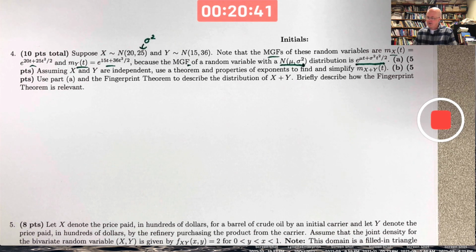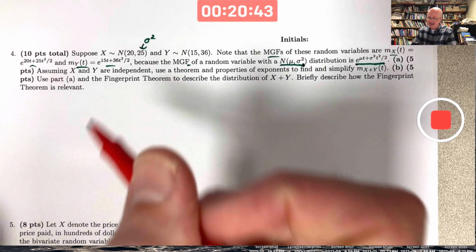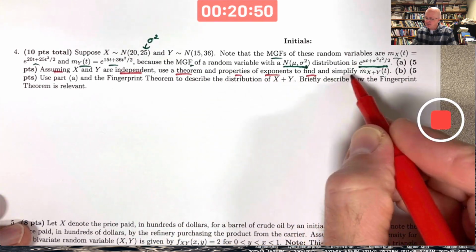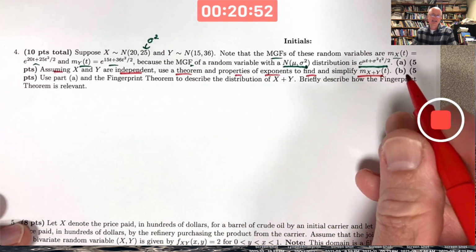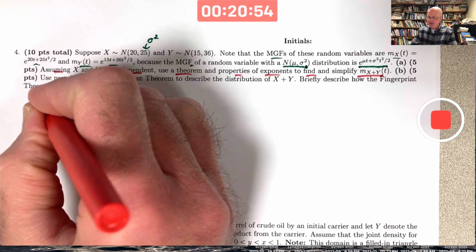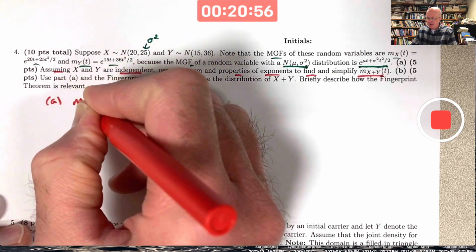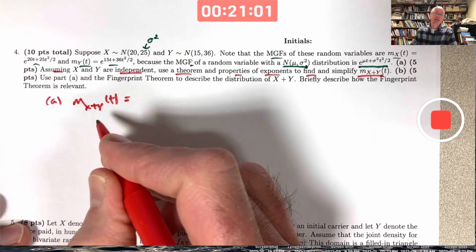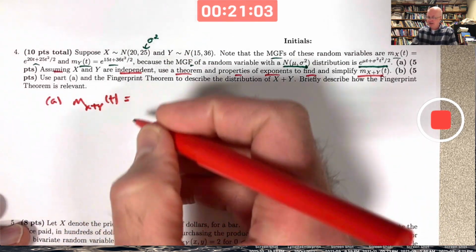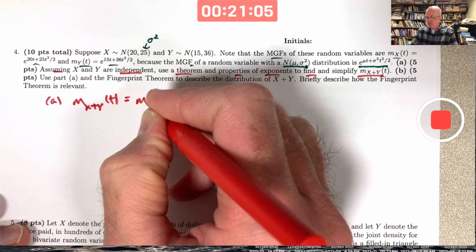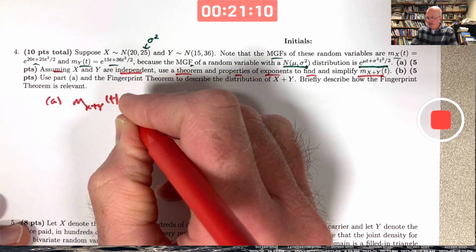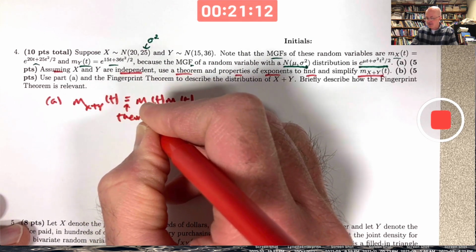Part A says, assuming X and Y are independent, a common assumption to make, use a theorem and properties of exponents to find and simplify the moment generating function of X plus Y. So the theorem is this. The moment generating function of the sum of two independent random variables is the product of their moment generating functions. That's the theorem. I just called it a theorem. It's not the fingerprint theorem.